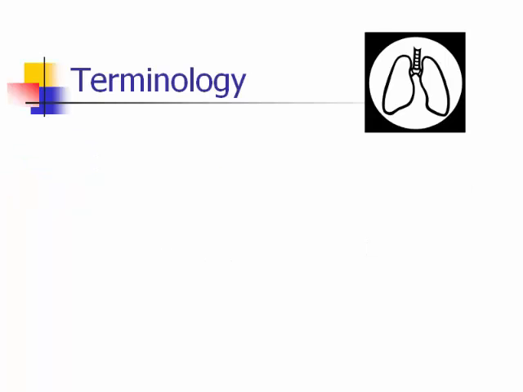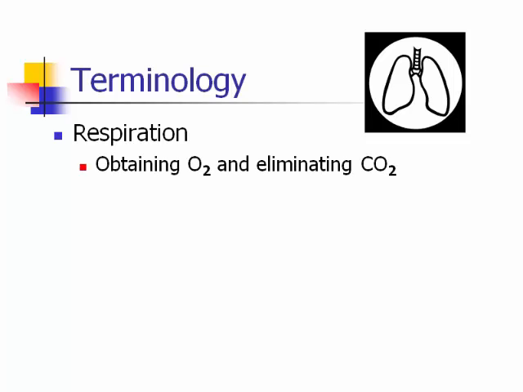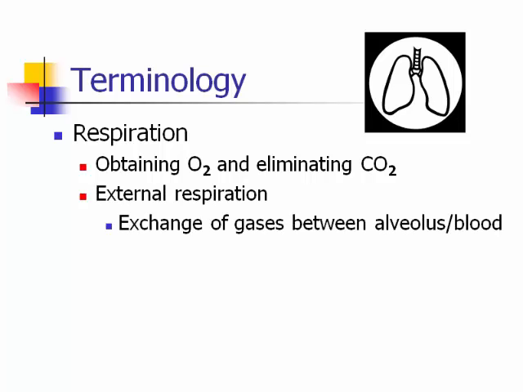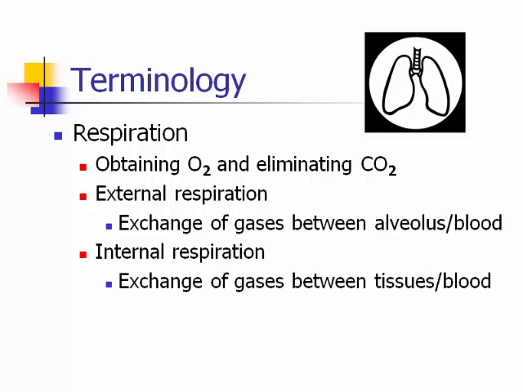Okay, the terminology for this chapter you need to know is respiration, and that is the obtaining of oxygen and elimination of carbon dioxide. There is external respiration, which is what you think of when we're breathing. It's the exchange of gases between the alveolus and the blood. And then internal respiration, which is the exchange of gases between the tissues and the blood.